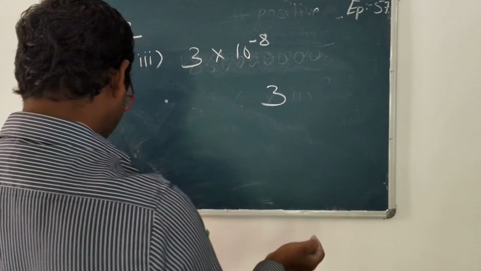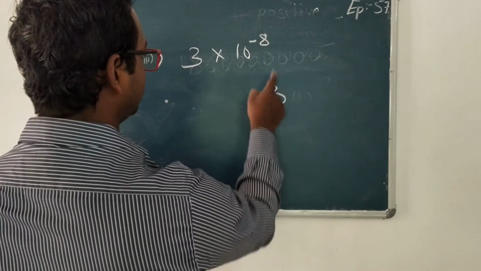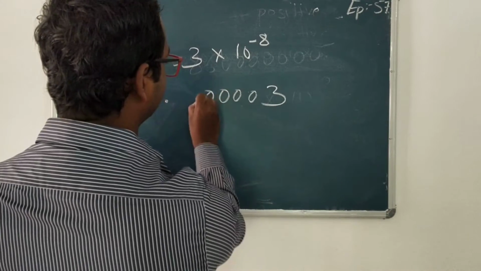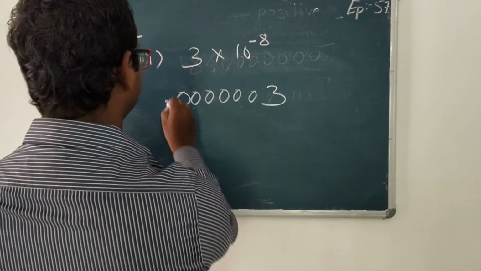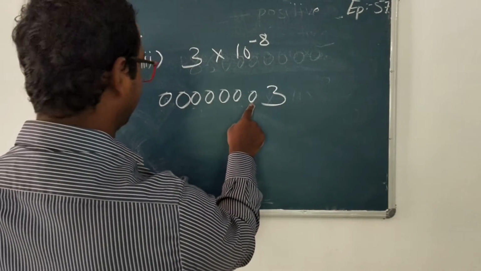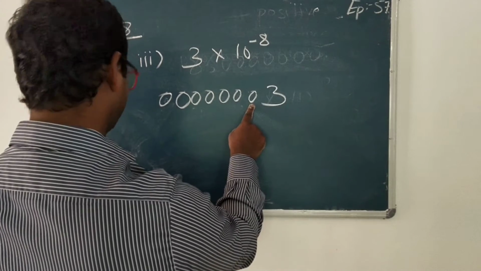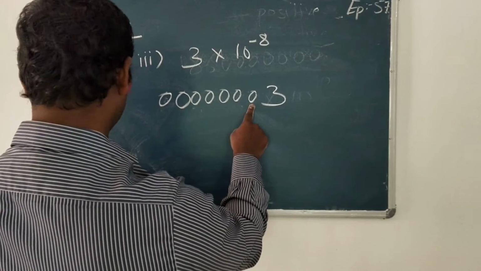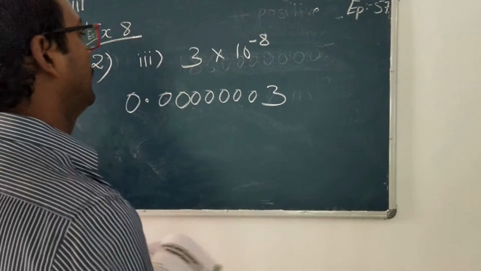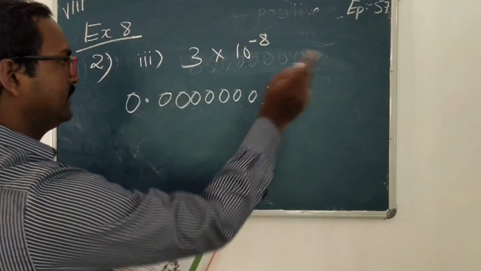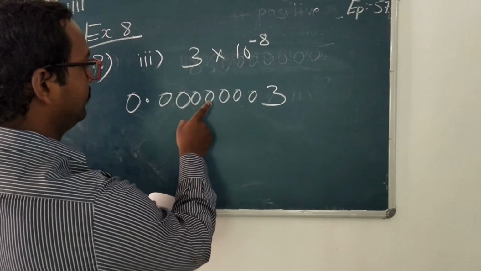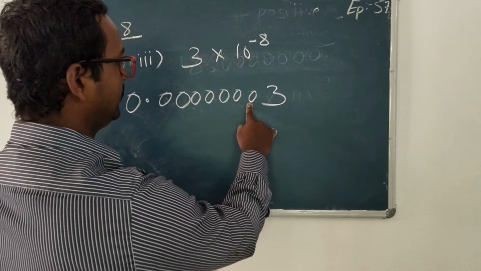Okay, so the answer is going to be, after 3 we need 1, 2, 3, 4, 5, 6, 7. So the decimal is here. Now just count and see the positions. 1, 2, 3, 4, 5, 6, 7, 8.